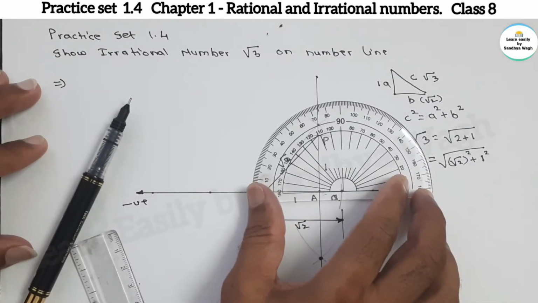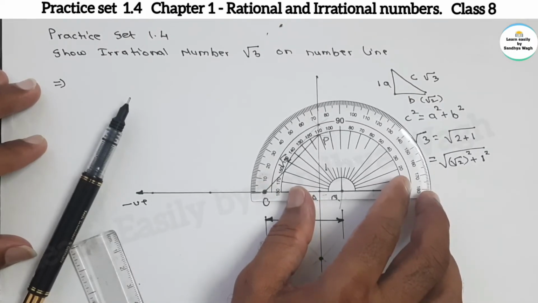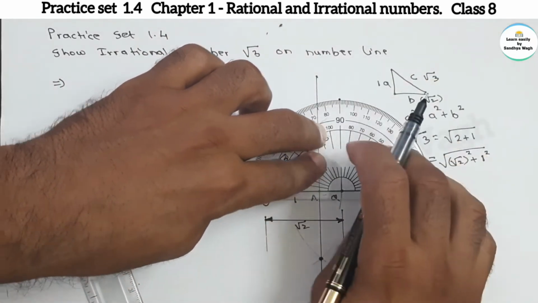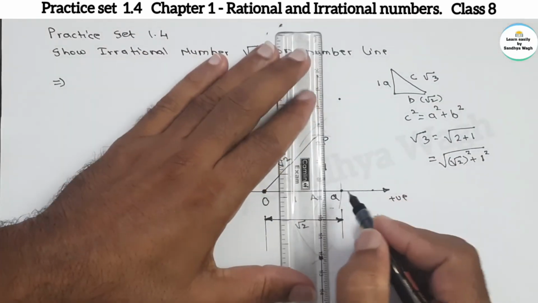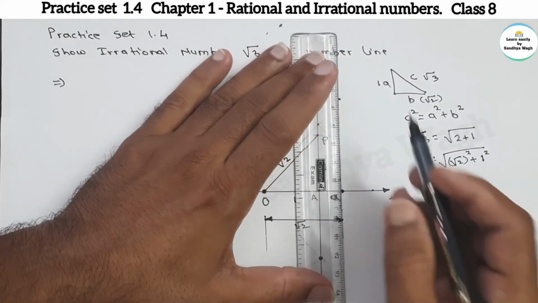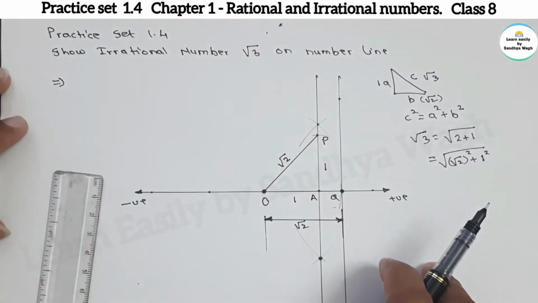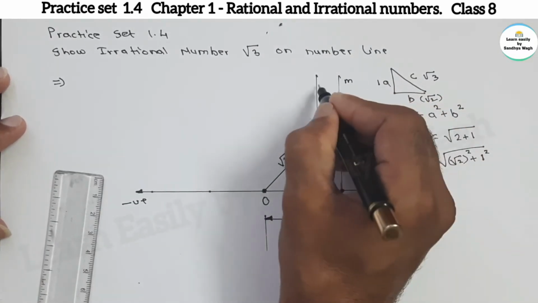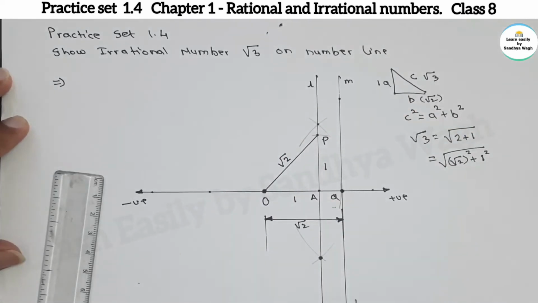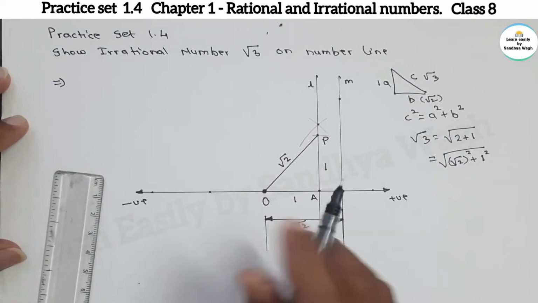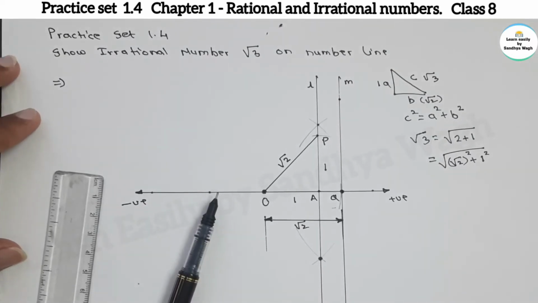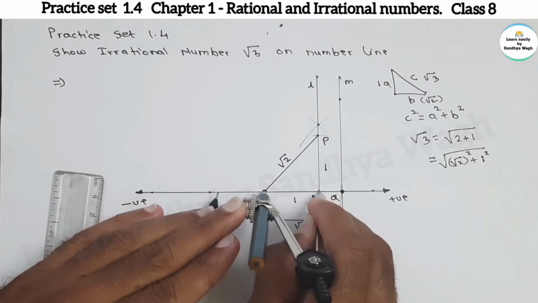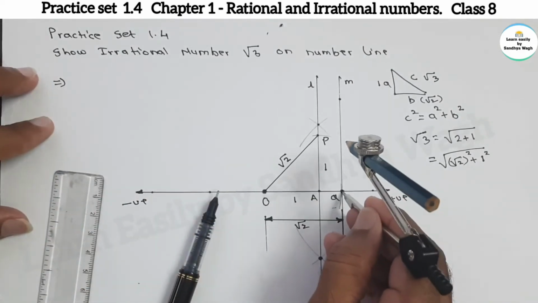We can use this protractor also. This is the 90 degree. Join these points, and we get a perpendicular line. Let this perpendicular line be M, and this first line L. Now this is root 2, then make a marking of unit 1. This unit 1 is OA, taken from point Q on line M.